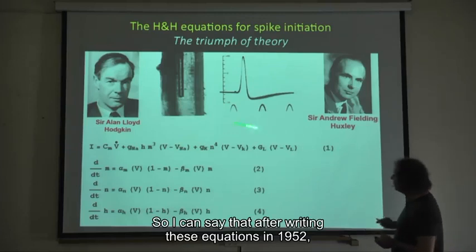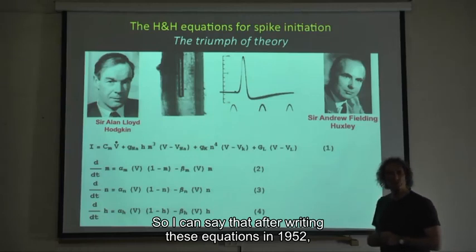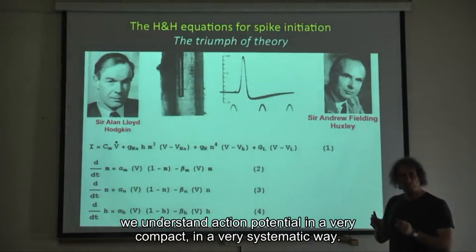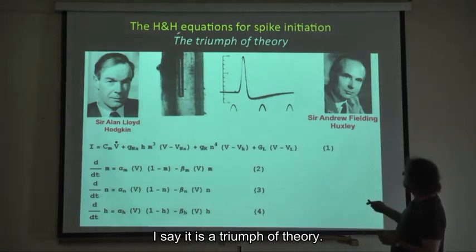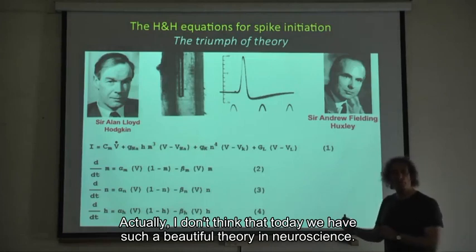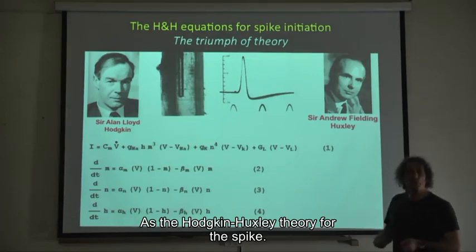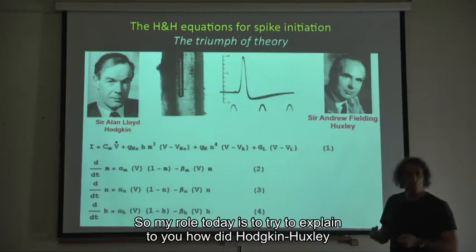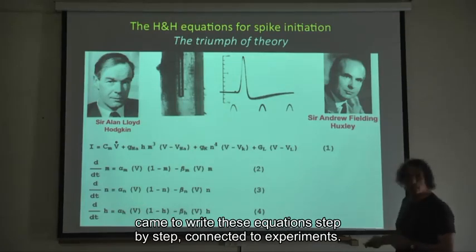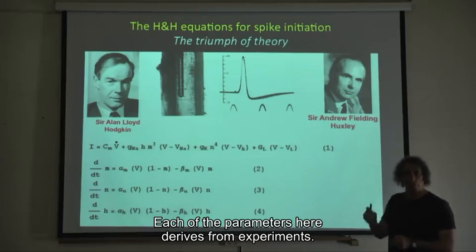So I can say that after writing these equations in 1952, we understand the action potential in a very compact, in a very systematic way. I see it as a triumph of theory. Actually, I don't think that today we have such a beautiful theory in neuroscience as the Hodgkin-Huxley theory for the spike. So my role today is really to try to explain to you how Hodgkin-Huxley came to write these equations step by step, connected to experiments. So each of the parameters here derives from experiments.